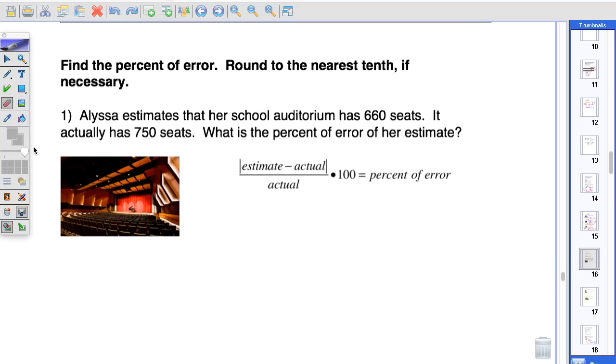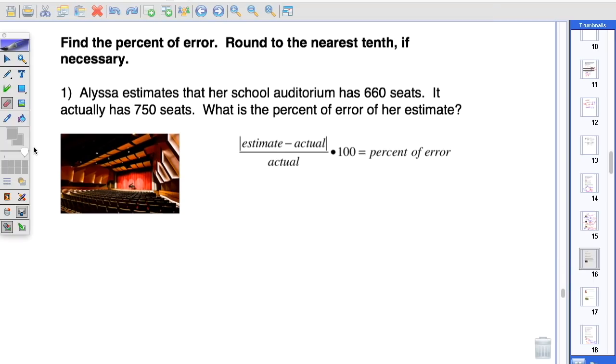Find the percent of error, round to the nearest tenth if necessary. Number 1. Alyssa estimates that her school auditorium has 660 seats. It actually has 750 seats. What is the percent of error of her estimate?